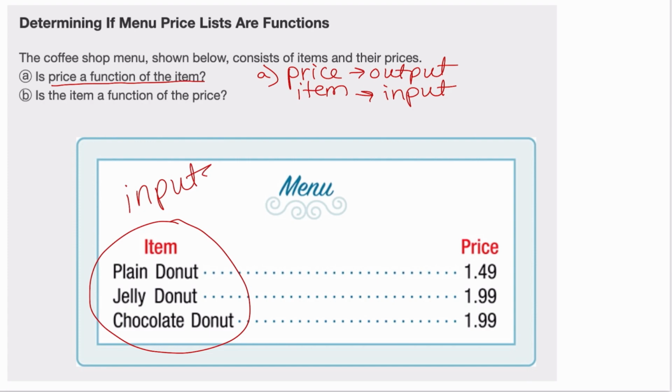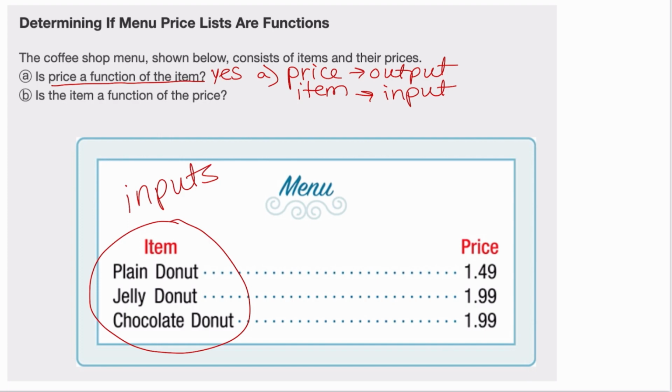And right now, in order for me to determine whether or not this relation represents a function, what I care about is the fact that the inputs cannot repeat. And so I see plain donut, jelly donut, and chocolate donut. None of them repeat. Therefore, yes, price is in fact a function of the item.